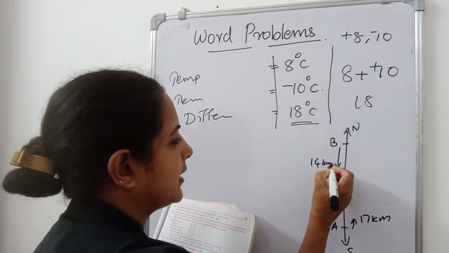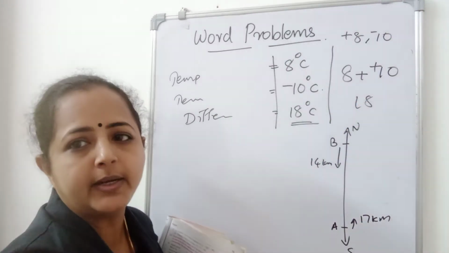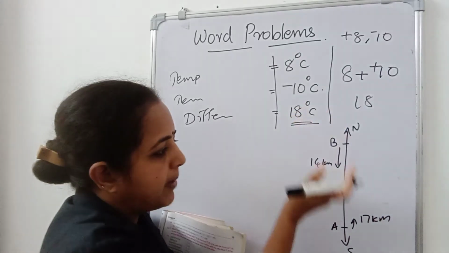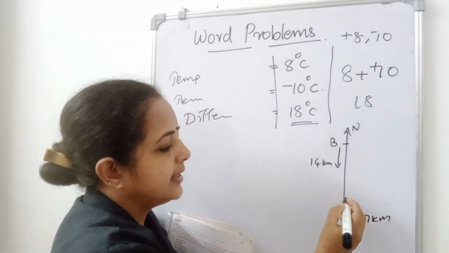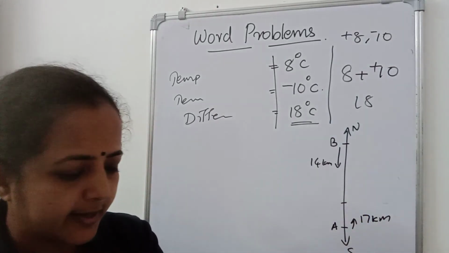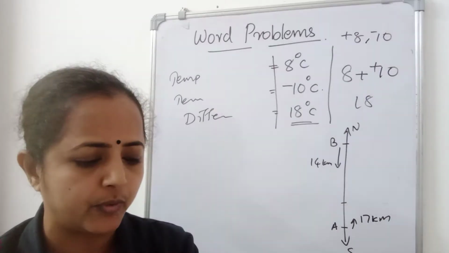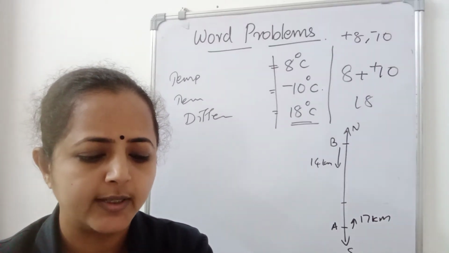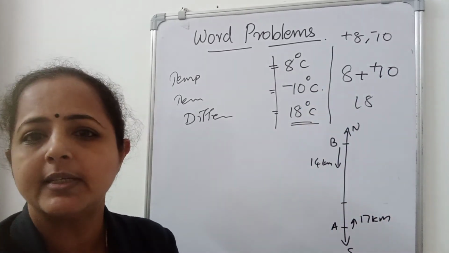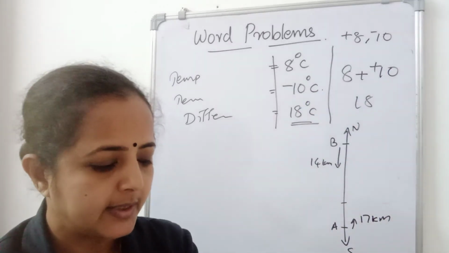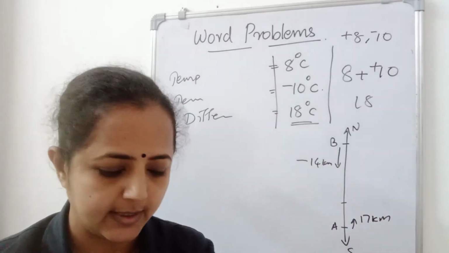14 kilometers coming down. So from A to B, 17 kilometers it reached. Then coming back, 14 kilometers only. So here to here 17 kilometers are there. Then coming down 14 kilometers, along the same road. If the distance towards north is represented as a positive integer, so here 17 is a positive integer. Then towards south it is represented as a negative integer, minus 14 kilometers.